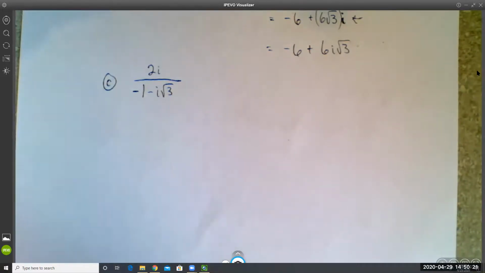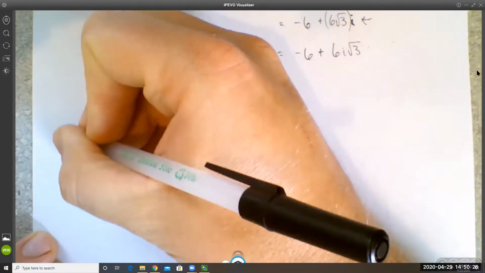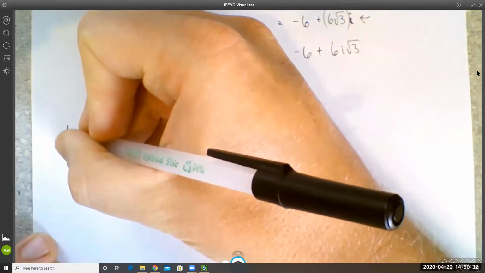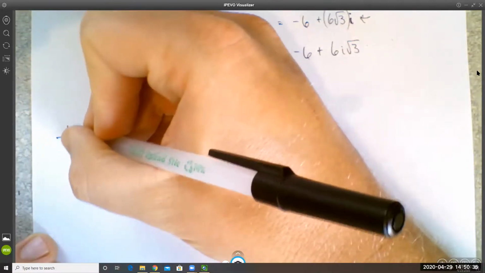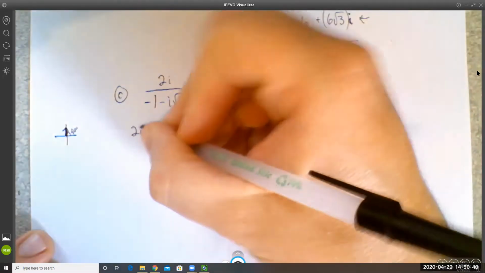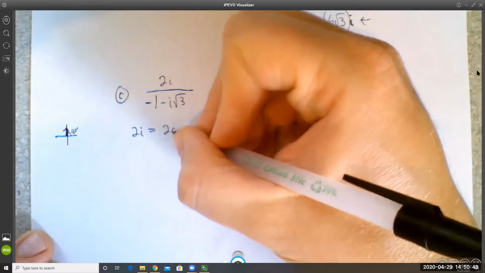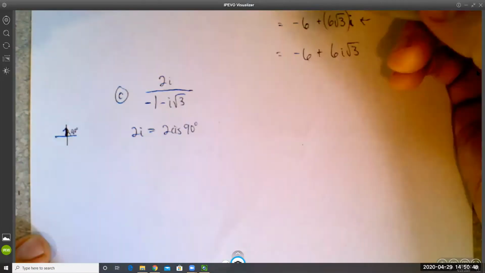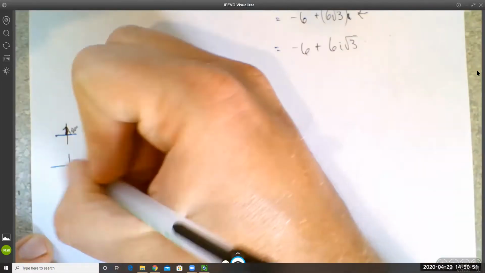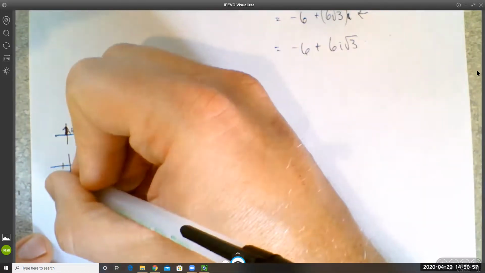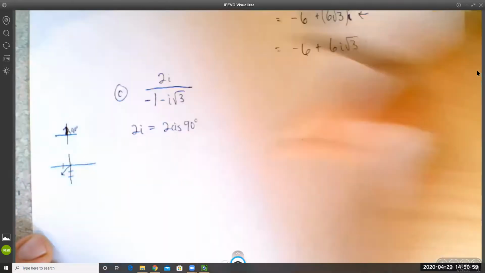Okay, so here's my solution. First of all, 2i is going to be that number right there. So I know that the argument's going to be 90 degrees, and I know that the modulus is going to be 2. So 2i is just 2 cis 90 degrees. Negative 1 minus i root 3 is a little trickier, I suppose. Negative 1 minus i times square root of 3. Square root of 3 is somewhere between 1 and 2. So that would be that number right there.